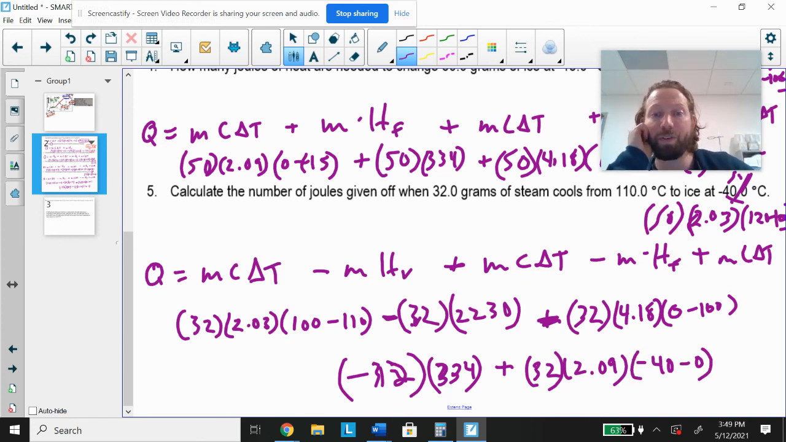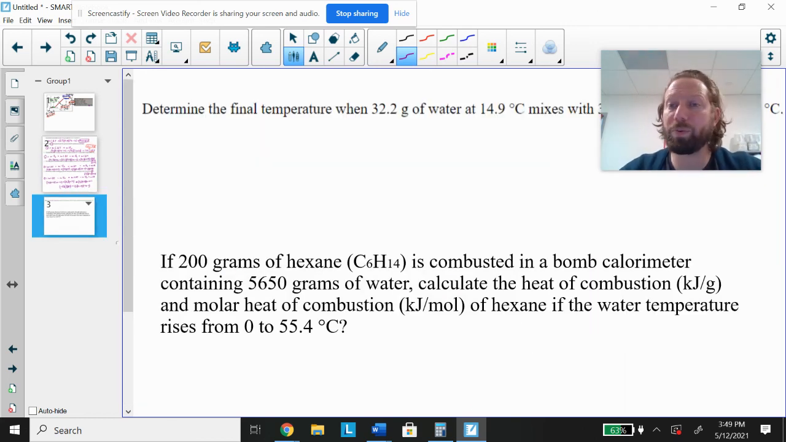Okay, so adding all that up, you should get a negative joules. That indicates that there's heat released. Okay, there's an exothermic reaction. In the next video, we'll do one where you mix two liquids and you figure out the final temperature, and then we'll do a calorimetry problem.